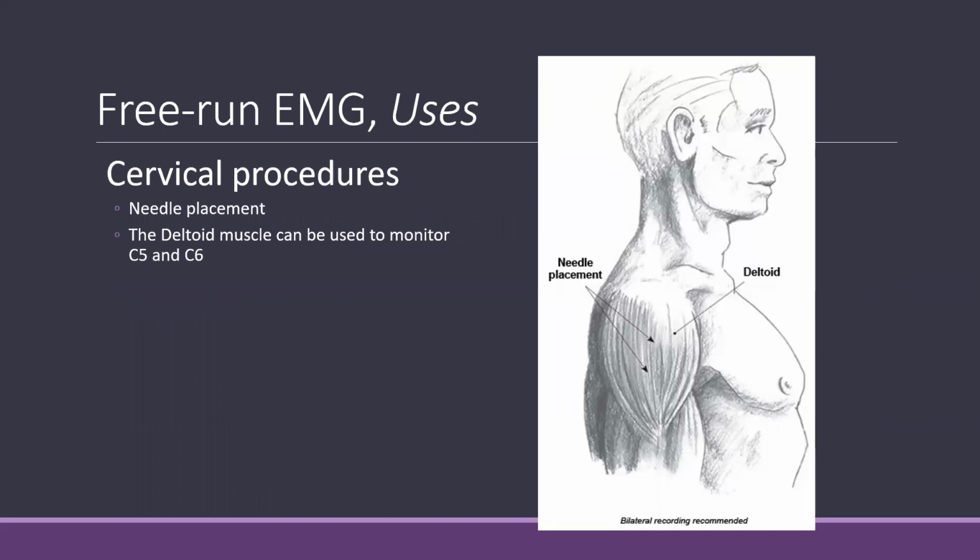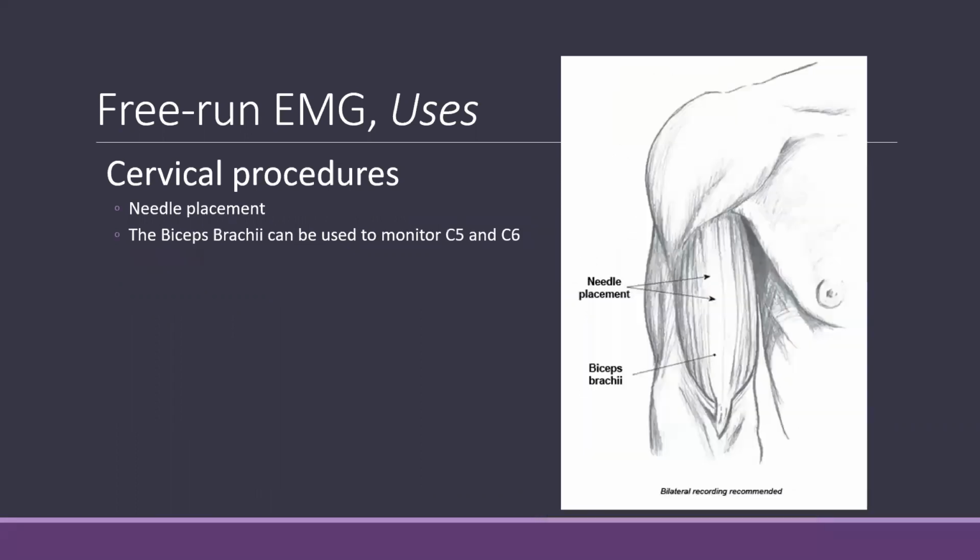So now we're going to go over a few examples of placements. Here for the deltoid muscle, you can see that it is the abductor muscle right at the top of the arm at the shoulder. And the deltoid muscle can be used to monitor C5 and C6. The biceps brachii can be used to monitor C5 and C6 as well. And this is just on the anterior of the upper arm.